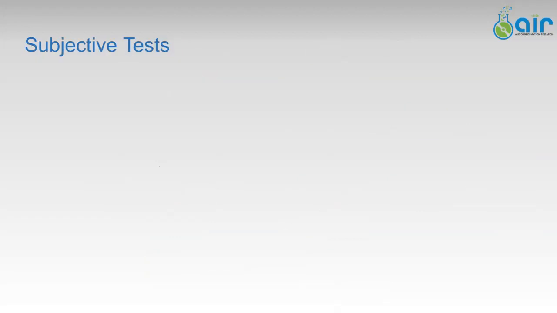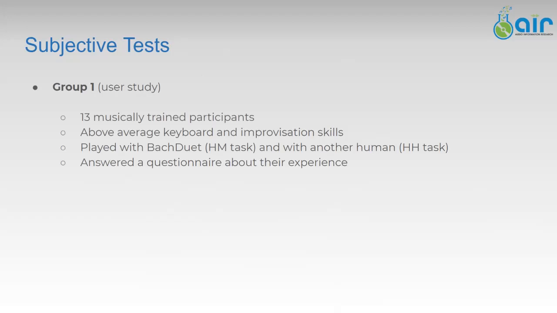One of the things we did in order to evaluate BachDuet was to perform subjective tests by recruiting two groups of people. The first group consisted of 13 musically trained participants, who had above-average keyboard and improvisation skills. They had to interact with BachDuet in a human versus machine task and with another human in a human versus human task. After that, they had to answer a questionnaire about their whole experience.